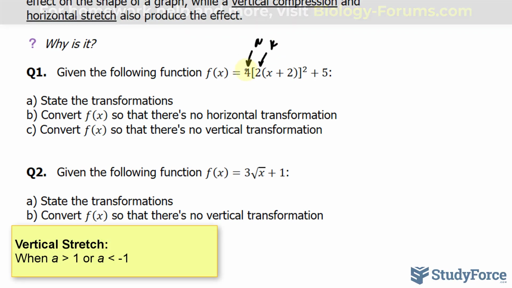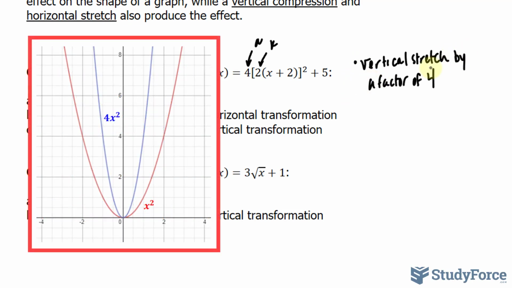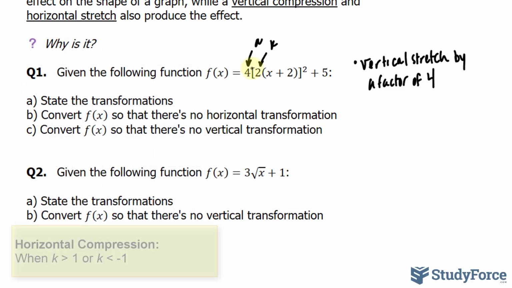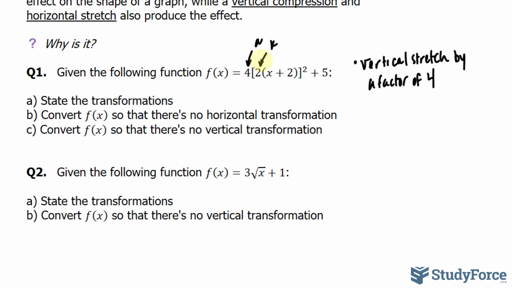Now, if a is greater than 1 or less than -1, we say that it is a vertical stretch. So we'll start with that, by a factor of 4. And what this does is it makes the graph skinnier. So in this case, the parabola would start to look like this. Furthermore, k being greater than 1 means that we have a horizontal compression by a factor of 1/2. So whatever your k value is, you make it 1 over that value, or you take its reciprocal.